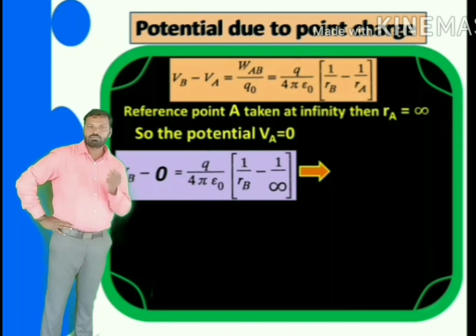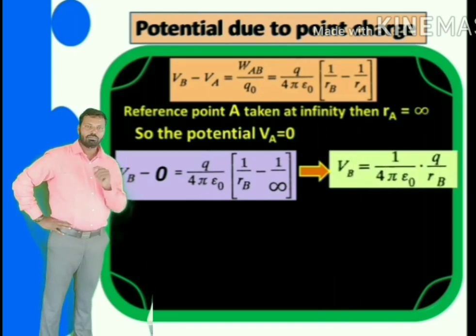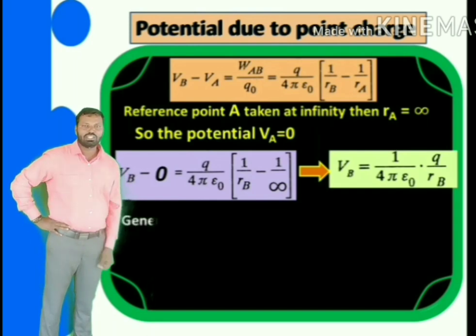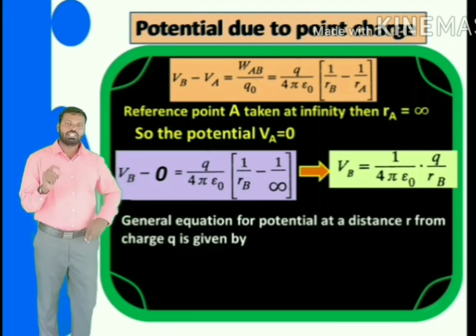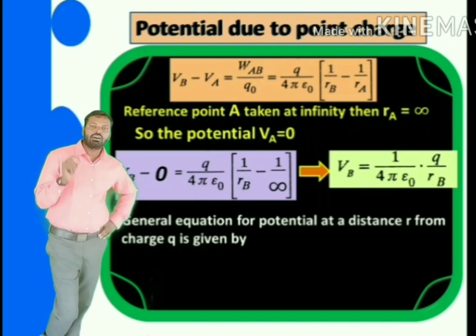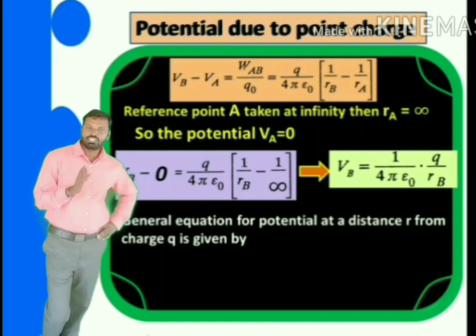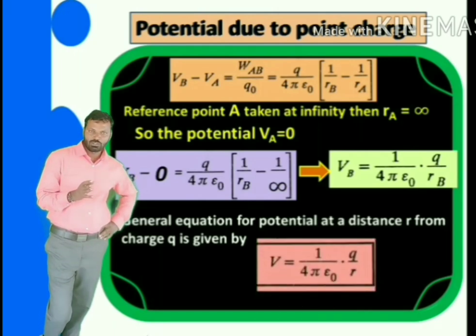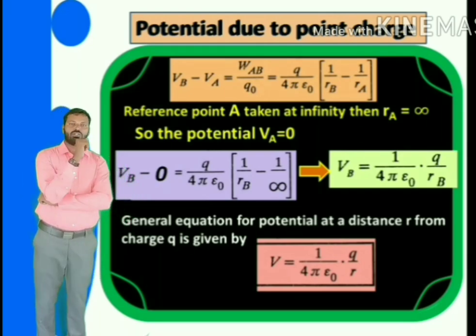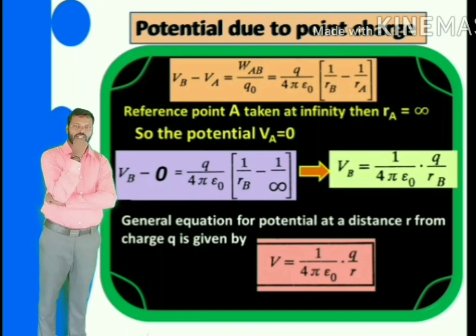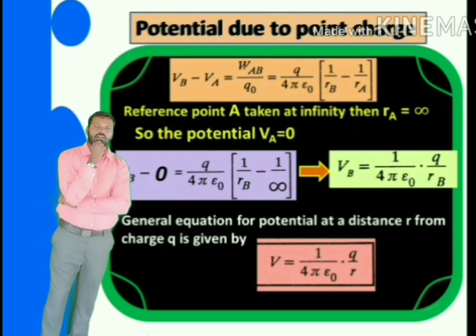So if I substitute that one, what I will get? VB is equal to 1 by 4 pi epsilon naught Q by RB. If I remove that label B, the general equation for potential at a point R from charge Q is given by V is equal to 1 by 4 pi epsilon naught Q by R. This is the equation for potential due to a point charge Q at a distance R.